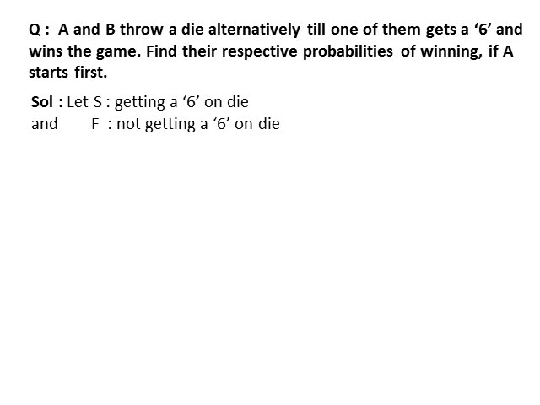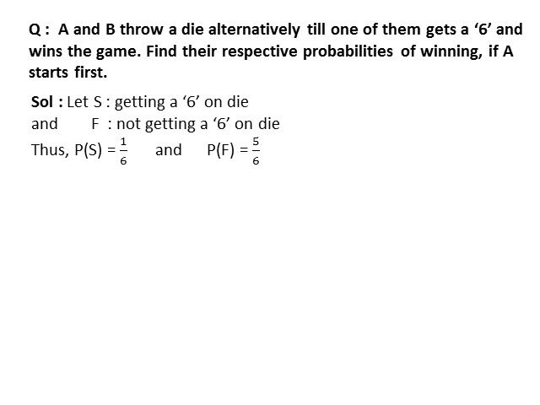First, we define two events S and F. S is the event of getting 6 on the die and F is the event of not getting a 6 on the die. Now, the probability of event S equals 1 by 6 and the probability of event F equals 5 by 6. Now, we want to calculate the probability that A wins the game.